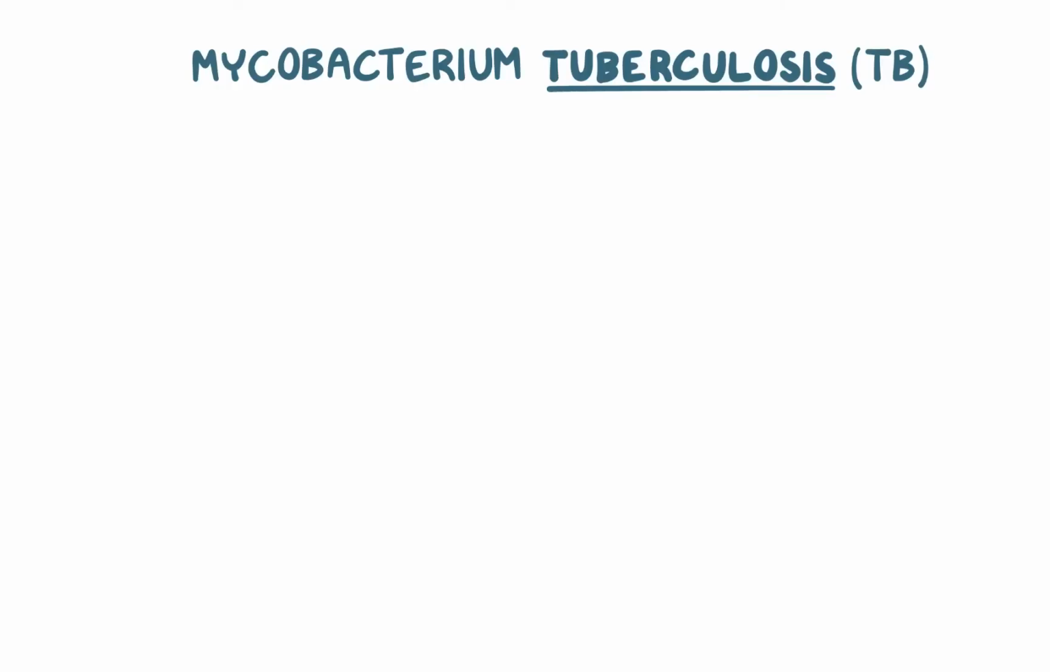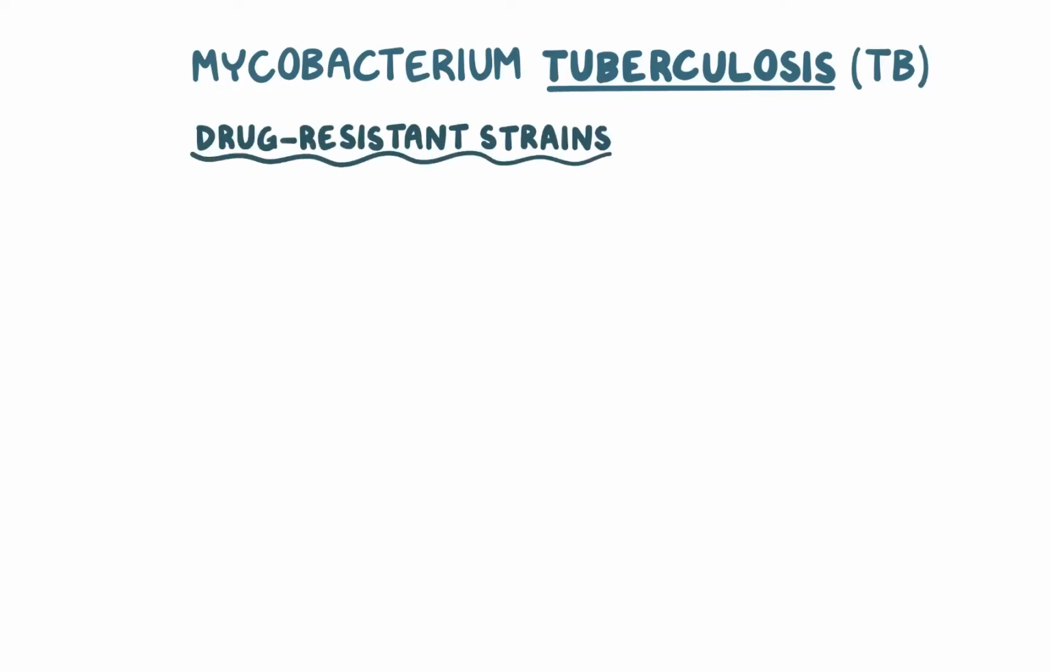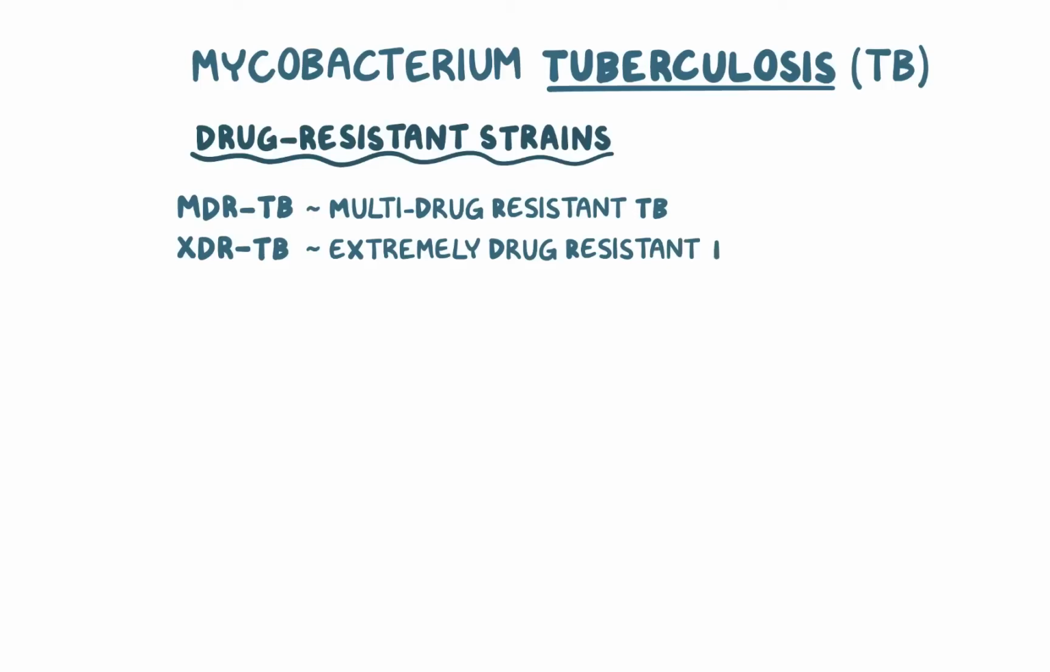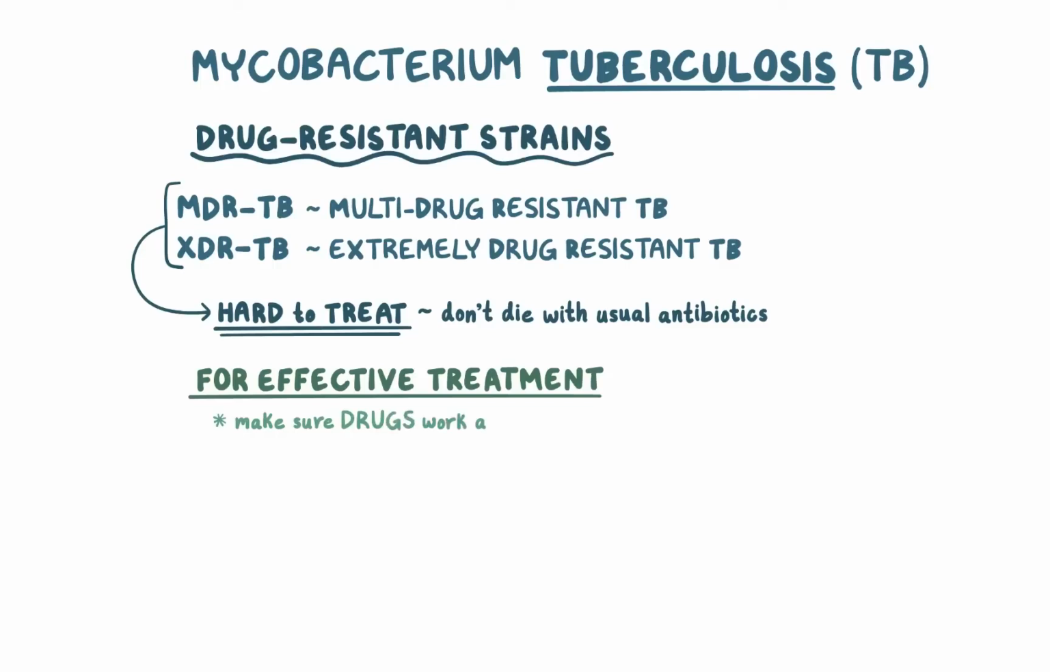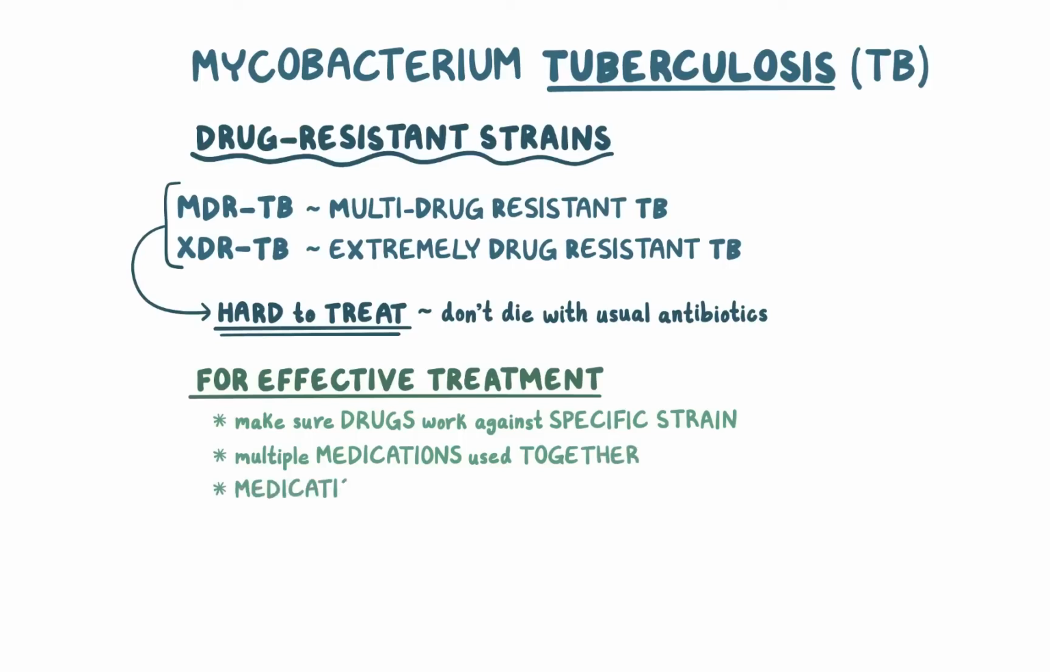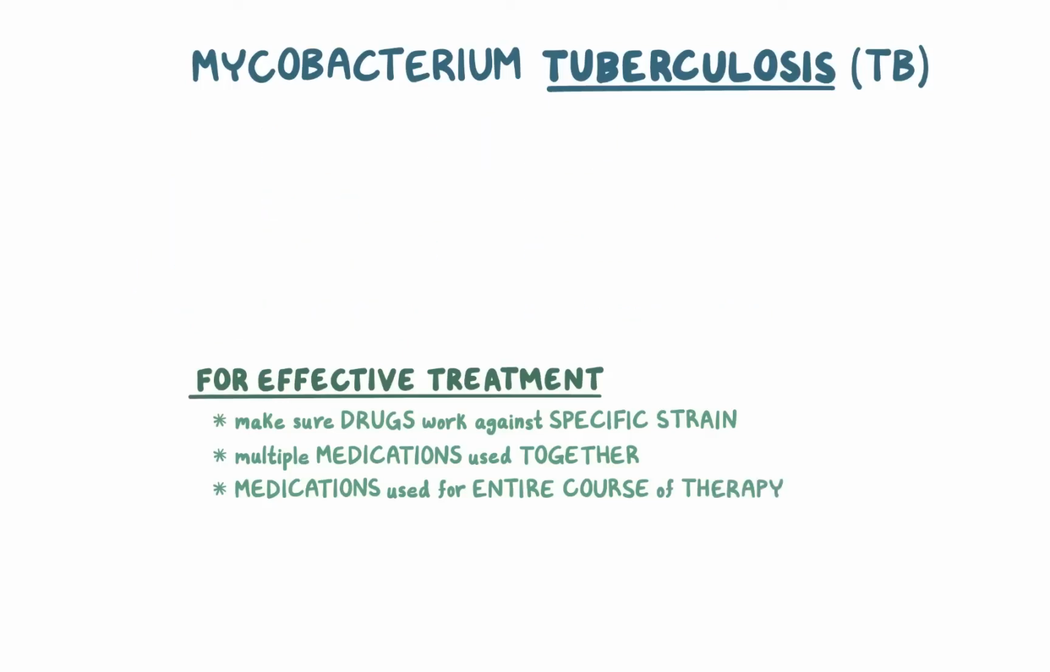Additionally, there's an enormous worry about new drug-resistant strains of TB that are causing infections in various parts of the world. You might hear of MDR-TB, or multi-drug-resistant TB, or even XDR-TB, which is extensively drug-resistant TB, which is incredibly hard to treat because they don't die in the presence of our usual antibiotics. The bottom line is, to get an effective treatment, it's super important to make sure that the drugs being used will work against the specific strain of TB, that multiple medications are used together to prevent drug resistance from developing, and that medications are used for the entire course of therapy, so that all of the Mycobacterium tuberculosis is killed off.